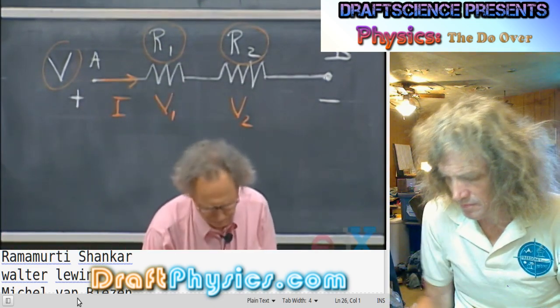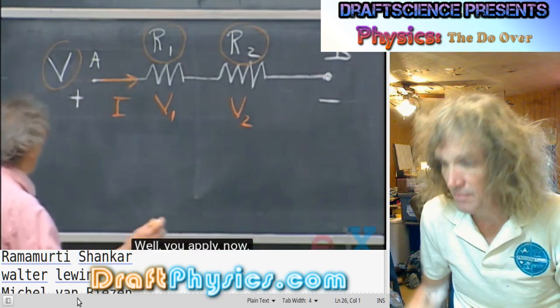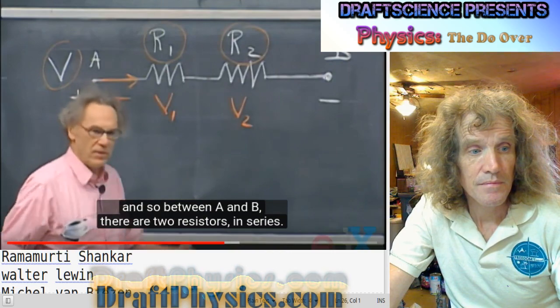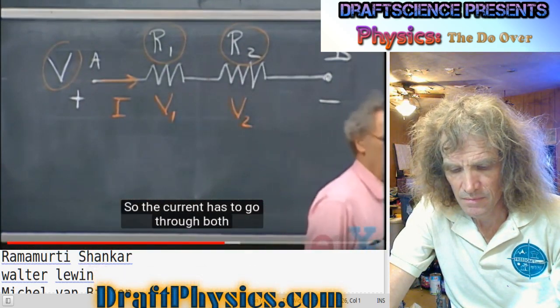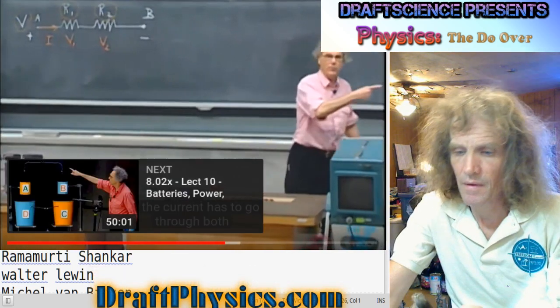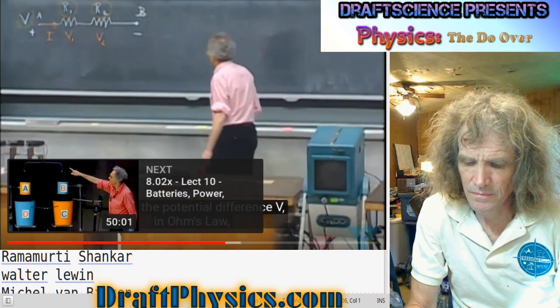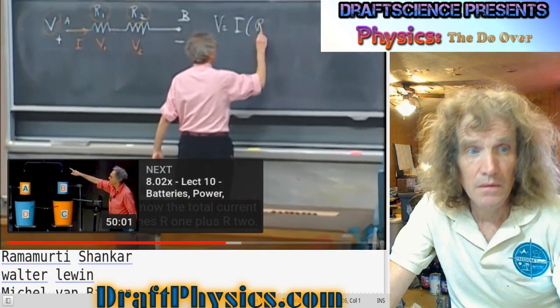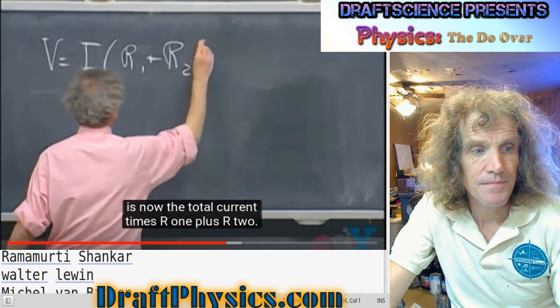Very straightforward question. You apply Ohm's law, and between A and B there are two resistors in series, so the current has to go through both. The potential difference V in Ohm's law is now the total current times R1 plus R2.